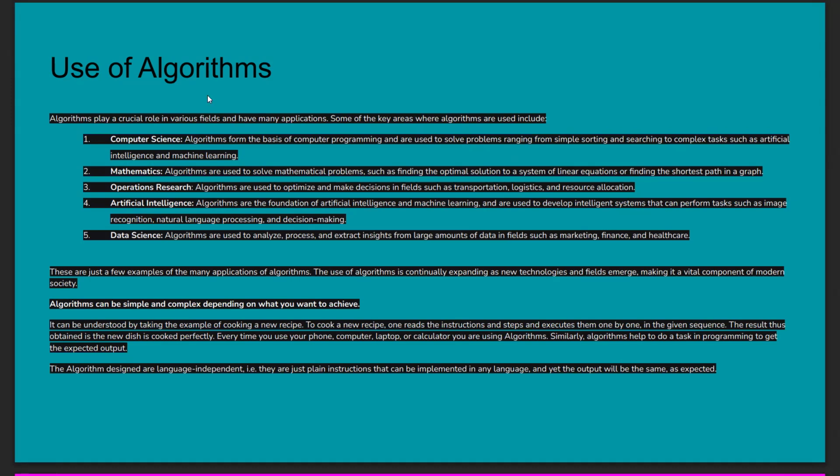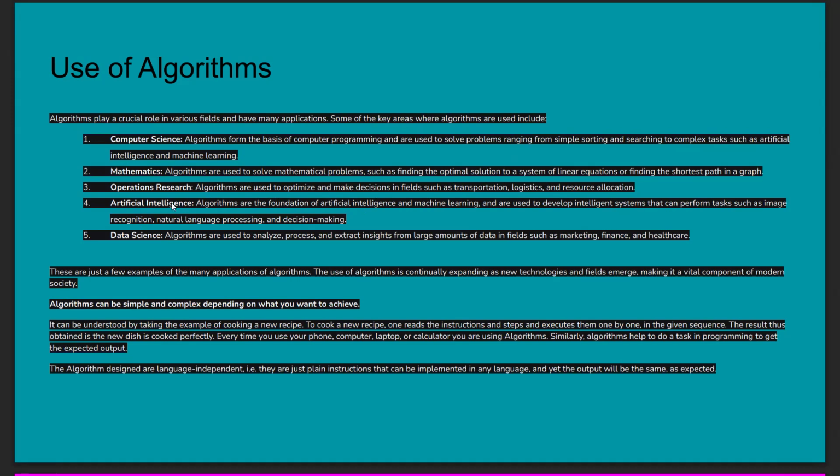Next one, we will use these algorithms in operations research also. It means algorithms are used to optimize and make decisions in fields. Why do we use this algorithm? If we want to optimize and make decisions in fields like transportation, logistics, and resource allocation, we use this algorithm. So by using this algorithm in operations research, it will optimize and make decisions in fields like transportation, logistics, and resource allocation.